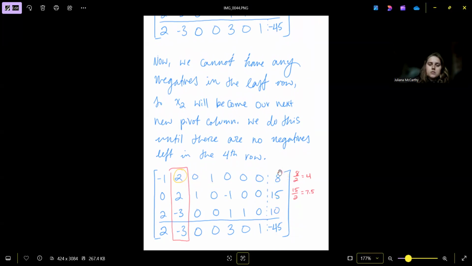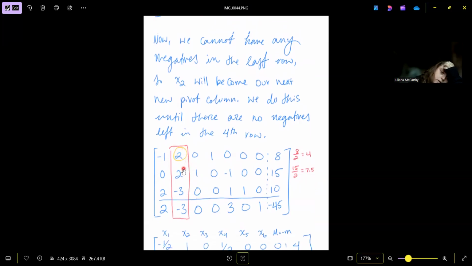Once again, we come over to the side here and we divide these by our options. But if we see a negative here, we ignore that. Any negative numbers as options are not going to be our pivots in this case. So 8 divided by 2 equals 4, and then 15 divided by 2 equals 7.5. This time, because we're going this way, we're choosing the smallest. Whenever you're going that way, we're choosing the largest. So 4 is less than 7.5, so 2 right here is going to be our next pivot.